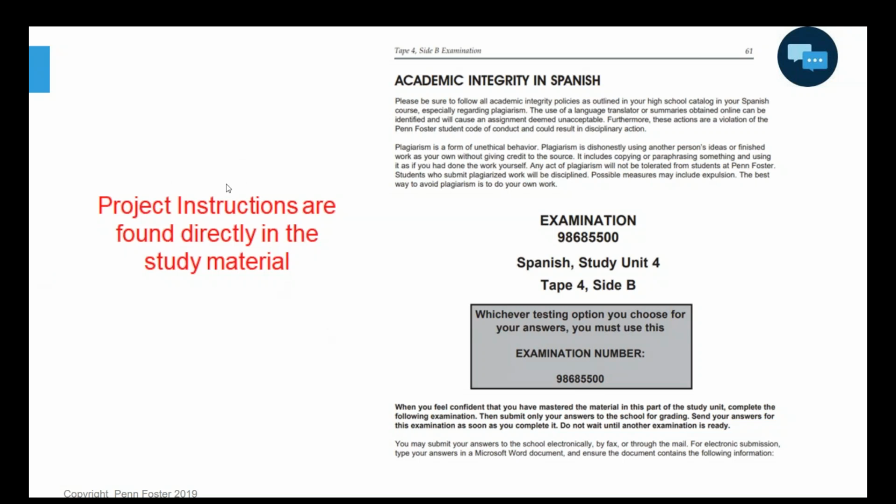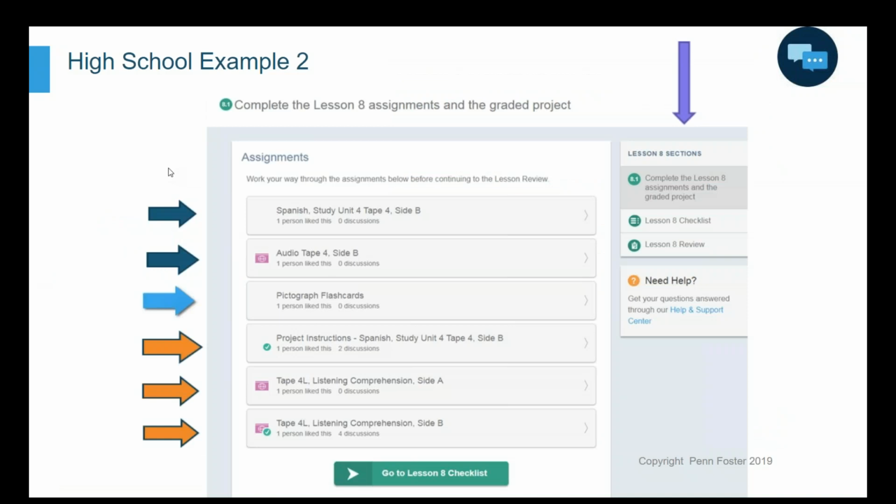As I mentioned, things may look a little bit differently depending on enrollment time. So this next screenshot is for students that enrolled more recently into the program. Still working here on exam 8. And this time, though, we have different assignments. So the first thing being that study unit. The next one being the audio tape 4. Again, the audio tape going with the study unit.